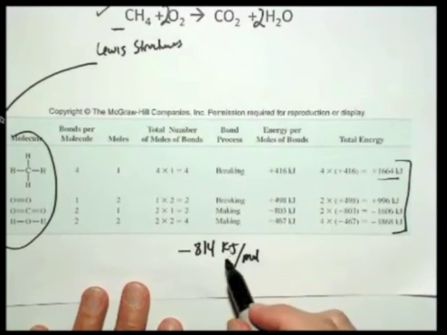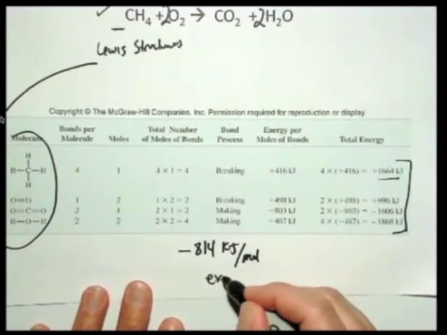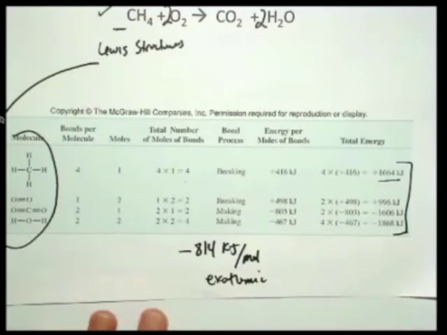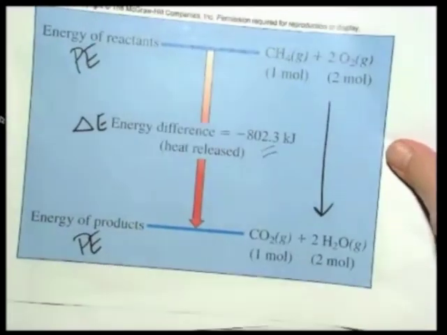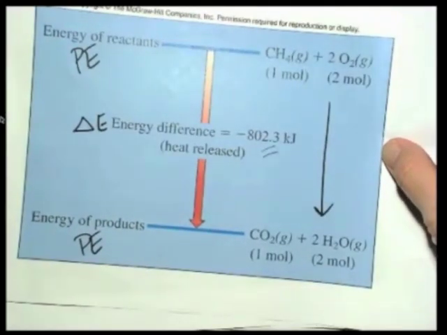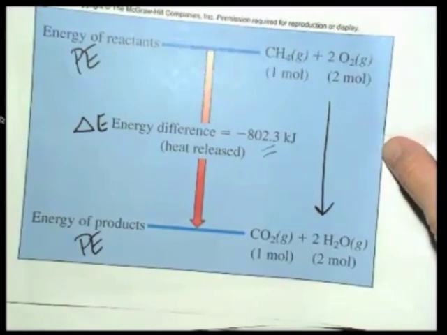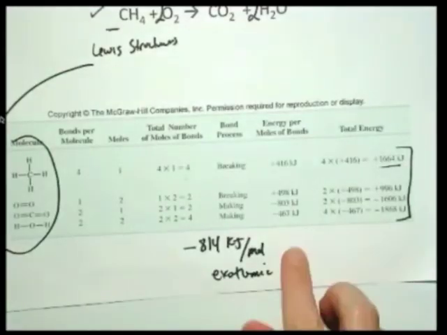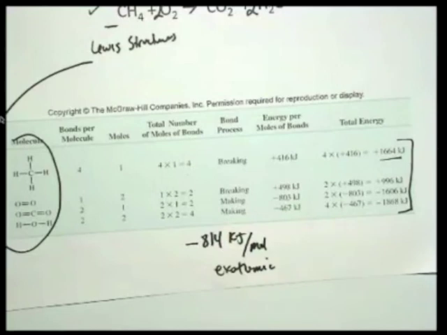So the reaction is giving off 814 kilojoules, so that tells you that it's an exothermic change, and that number is very close to the experimentally determined value from this table. It's at negative 802.3. That's the experimentally determined value. This is the theoretically determined value, so it's very, very close. And in both cases, it agrees that it's going to be an exothermic reaction.